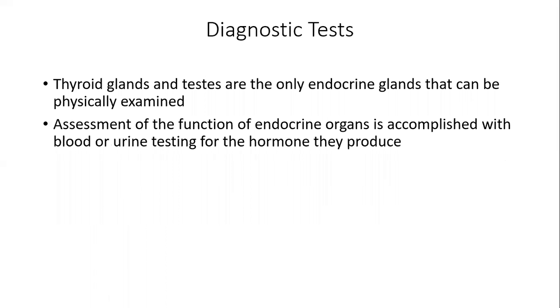Diagnostic tests. The thyroid glands and the testes are the only endocrine glands that can be physically examined. Assessment of the function of other endocrine organs is accomplished with blood or urine testing for the hormone that they produce.